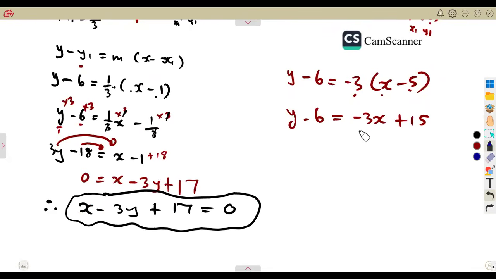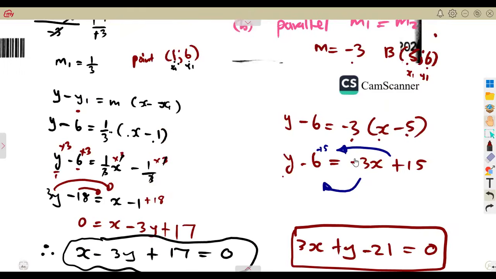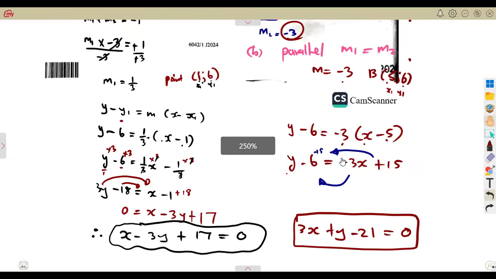If you want, you can even have it in the format that you had before. It's up to you. x is negative, we can take it this side and it becomes positive. So that will be 3x plus y. Then we transpose the 15 this side and it becomes negative 15. So minus 6 minus 15, that's minus 21, is equal to 0. So that will be the equation of that line parallel to L. If you want, you can even have it in the form of y is equal to mx plus c.